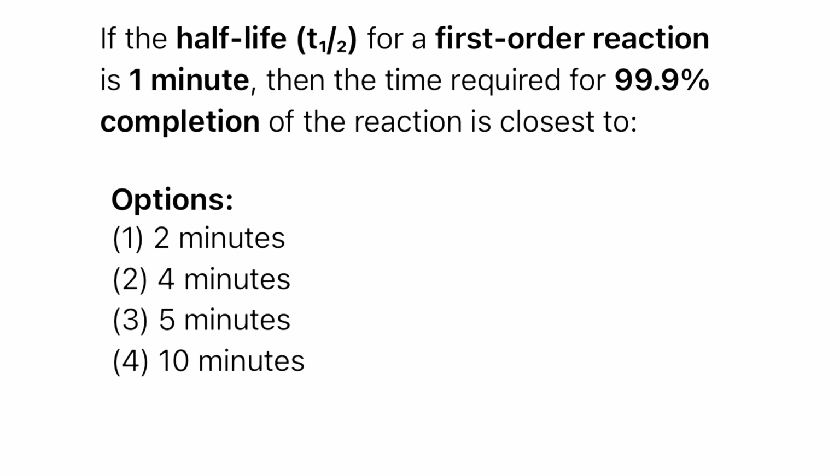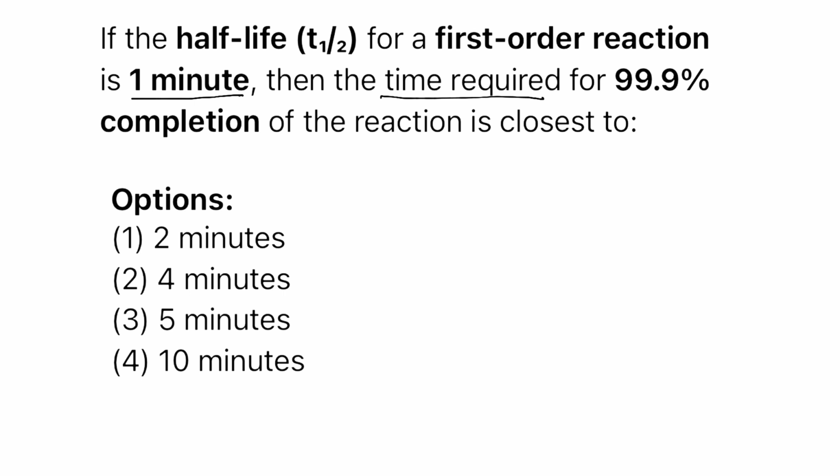Question number 2. Again, this question is from NEET 2025. If the half-life for a first order reaction is 1 minute, then the time required for 99.9% completion of the reaction is closest to. Here, again a numerical question. So we have only 1 minute to solve. You have to understand the question, understand the scenario, identify the right equation, proper substitution, and find the answer. For that whole thing, you are getting 1 minute. Here they have given half-life period and they ask to find total time, right? Total time for 99.9% completion.